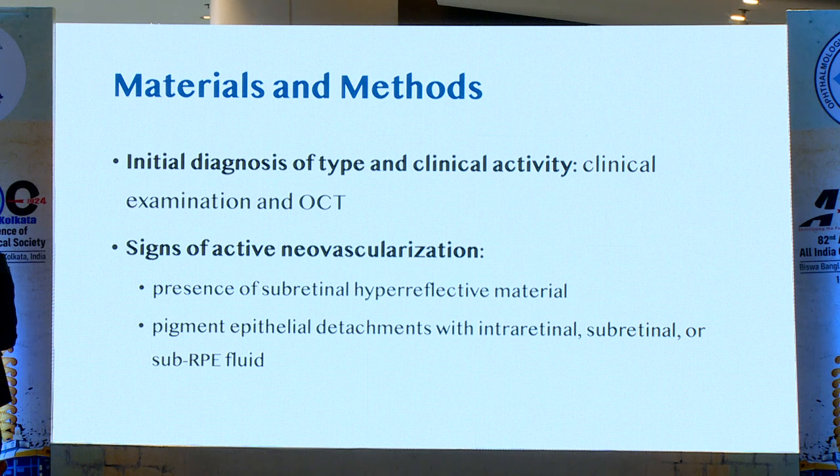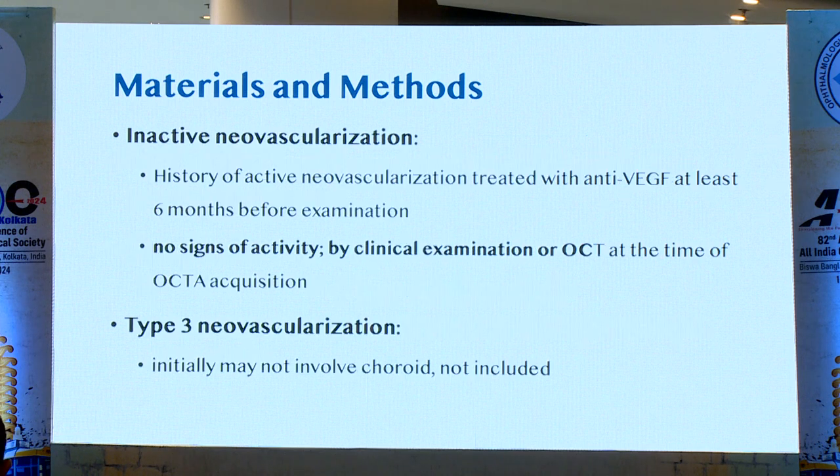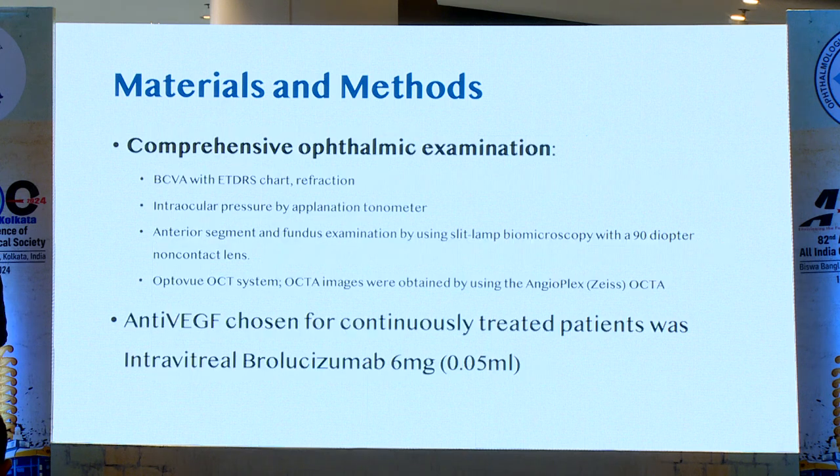The initial diagnosis was done through clinical examination and OCT, and signs of neovascularization on OCT were noted as presence of subretinal hyperreflective material, pigment epithelial detachments, intraretinal, subretinal, or sub-RPE fluid. To classify inactive neovascularization, the criteria were history of any active neovascularization that was treated with anti-VEGF therapy at least 6 months before examination, with no signs of clinical activity on clinical examination and OCT. Type 3 neovascularization was excluded because it may not initially involve the choroid.